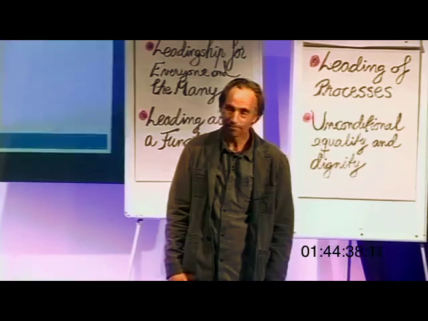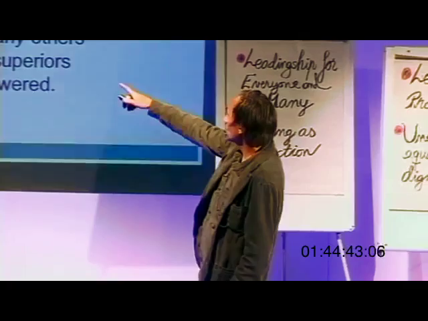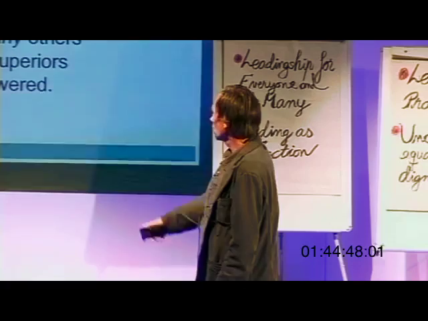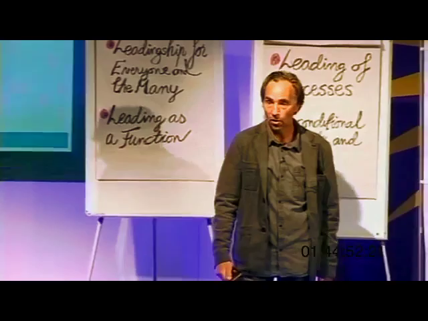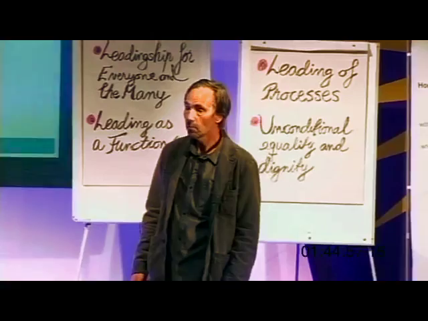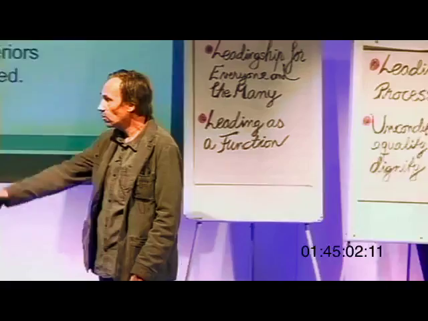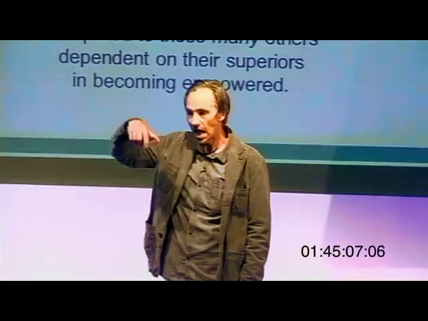In other words, self-leadership or self-management is for those few in position to exercise power, compared to those many others dependent on their superiors in becoming empowered. Empowerment comes from persons above. Empowerment is one of the ways the vertical relationship is functioning. It's coming down the line.